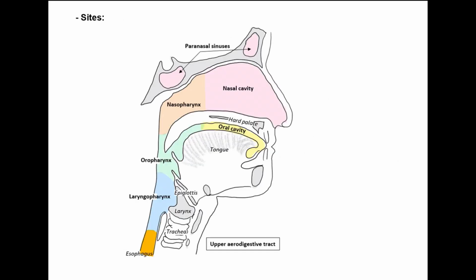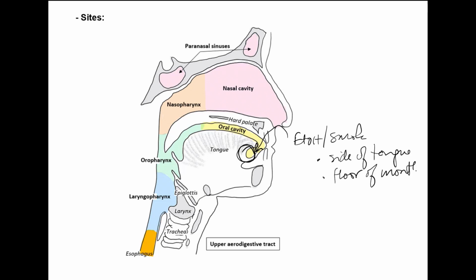The two different carcinogen families, the chemical carcinogens of alcohol and smoking, are most likely to form where there's the highest exposure. And so that's going to be right where they make first contact, which is right here. Alcohol and smoke tend to be found in the front of the side of the tongue or in the floor of the mouth. These are quite easily seen on physical exam.